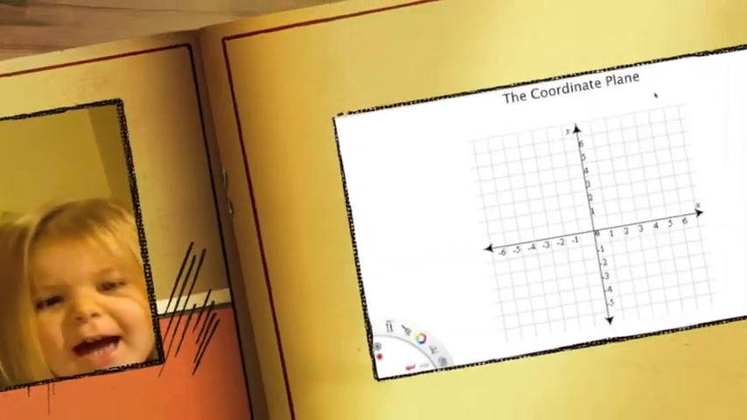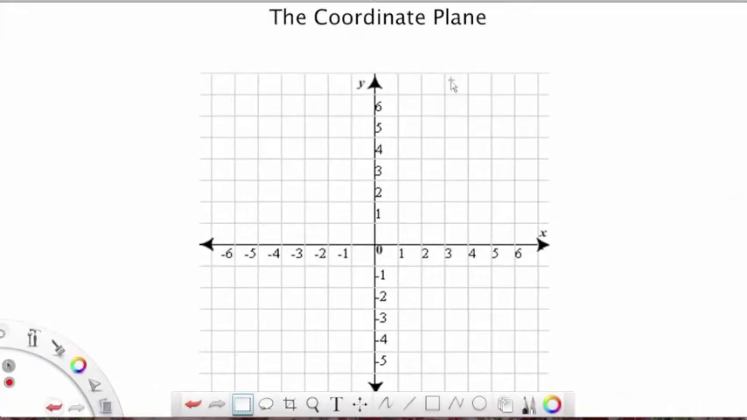Okay, boys and girls and Stingray parents, let's take a look at the coordinate plane. First of all, let's go over the basic composition. Every coordinate plane has two axes that intersect one another, or two lines.